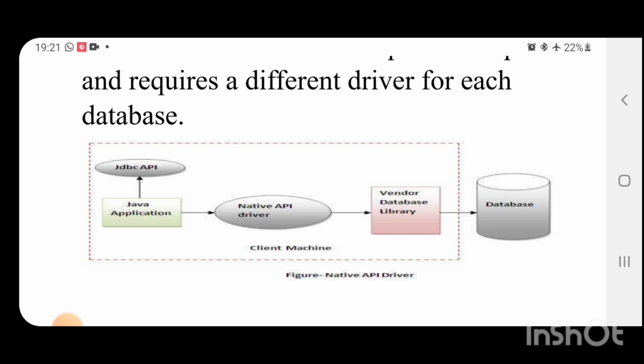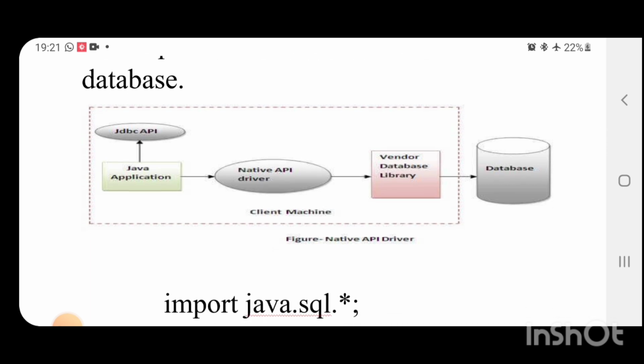In the case of the native API driver, there is a client-side vendor database library, and the driver converts JDBC method calls into the native calls of the database API. So here the native API driver converts JDBC method calls. This driver is not completely written in Java, which is one of the disadvantages. So in all cases, the native API is not supported.